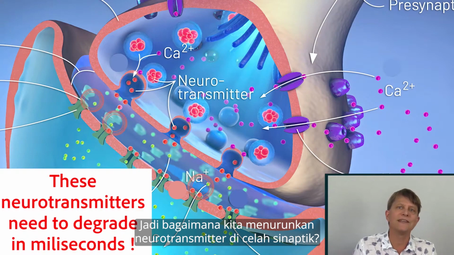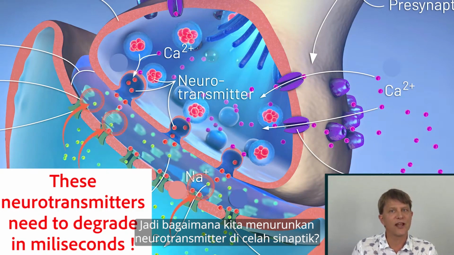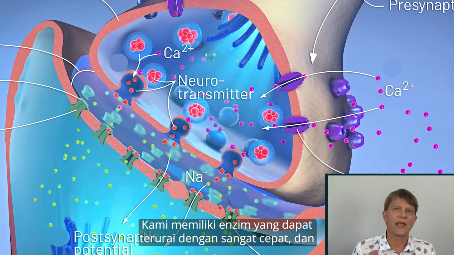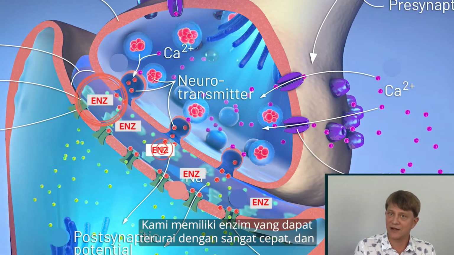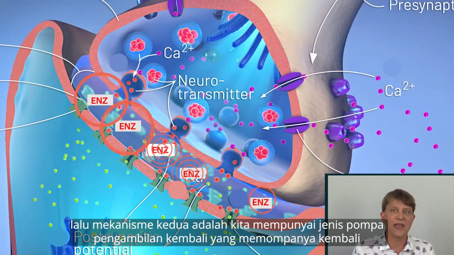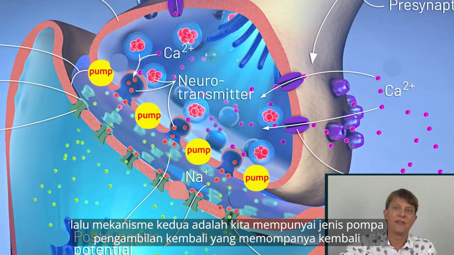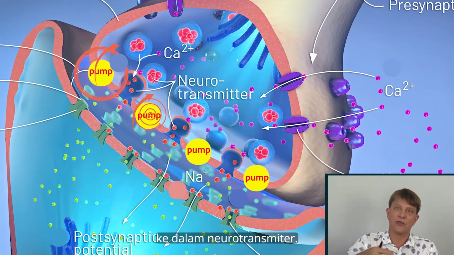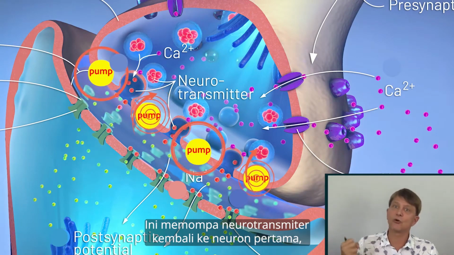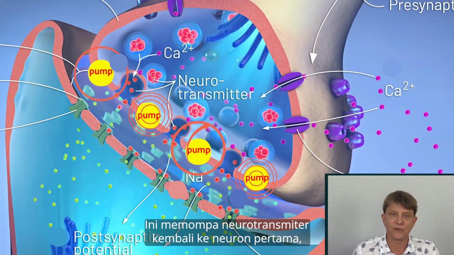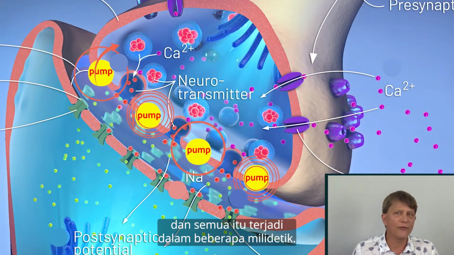So how are we going to degrade the neurotransmitter down at the synaptic cleft? Two ways. We have an enzyme that's there that's going to be able to degrade it very quickly, and then a second mechanism is that we have a reuptake pump that pumps the neurotransmitters back into the first neuron. And all of that happens within a few milliseconds.